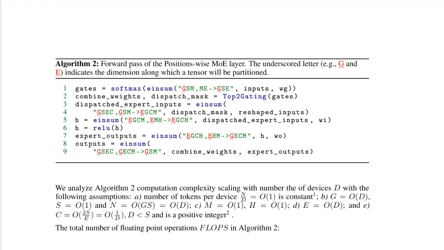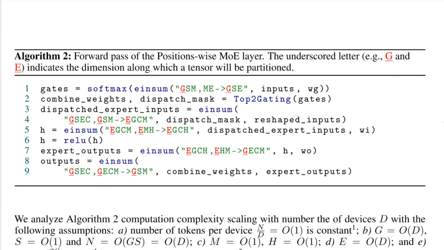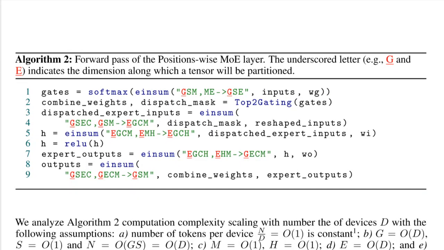So they demonstrate how to do this in code with their system. And the cool thing about their system is that you don't have to do much. What you have to do is just specify which tensors are sharded along which dimensions, and the system does the rest. So this is pretty cool. So this here is this mixture of experts, as you would write it in code.